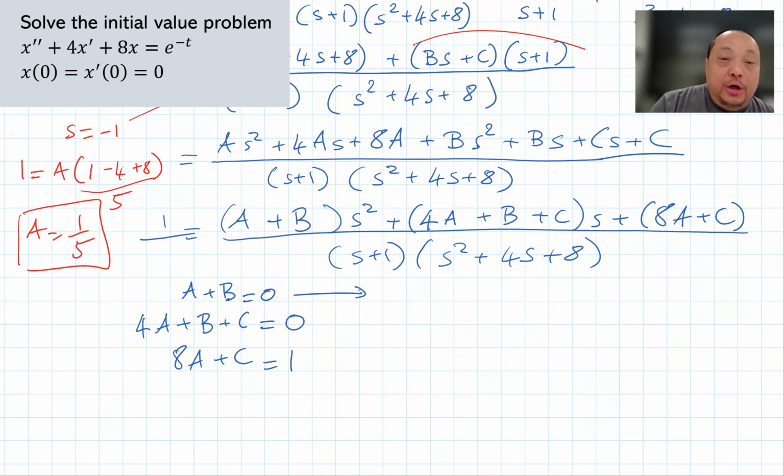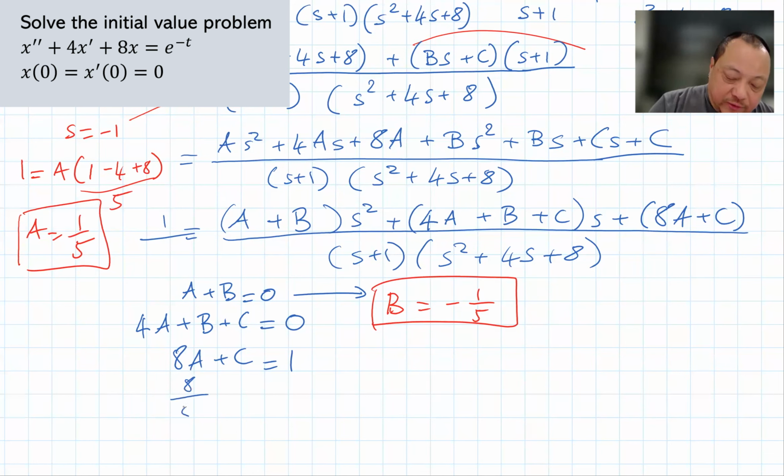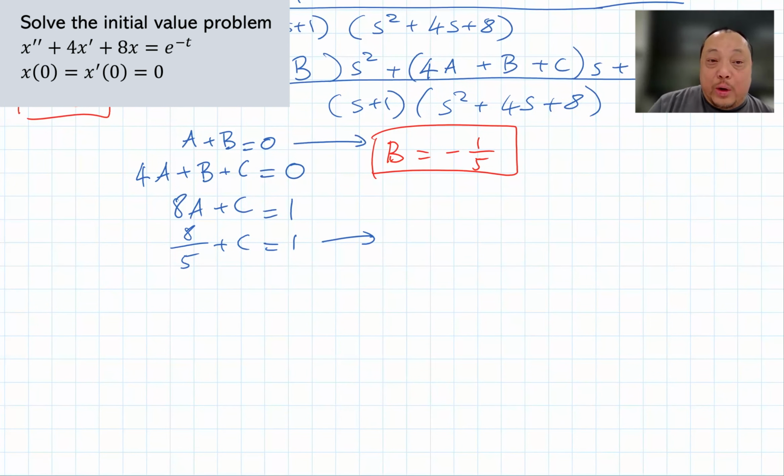Well, I already know a is equal to 1/5. So this one gets me b is equal to -1/5. And this is 8/5 plus c is equal to 1. So that gets me c is equal to 1 minus 8/5. C is equal to -3/5.